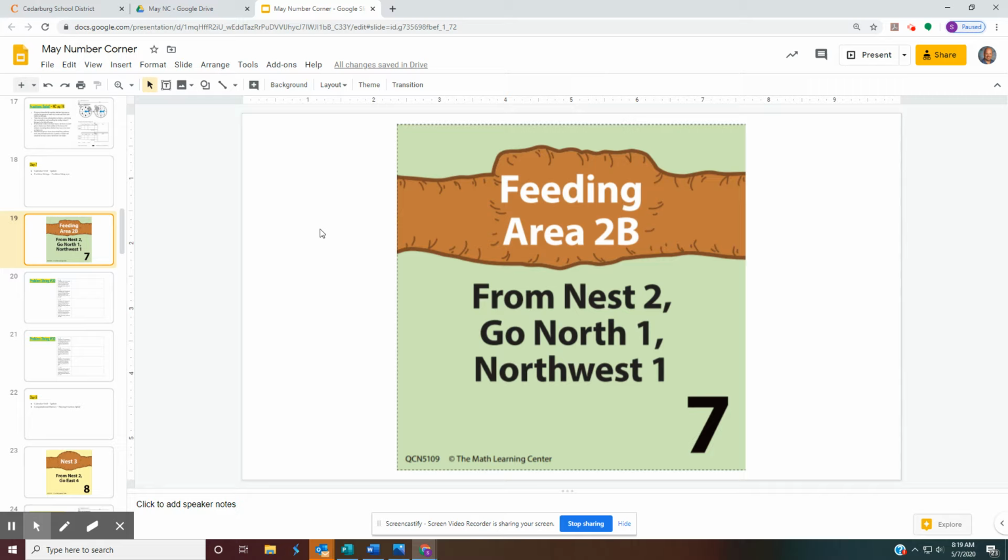So from your nest, you're going to go north 1 and northwest 1. So go ahead and mark that on your grid, plot the coordinates down on your paper, and come back to us when you are ready.